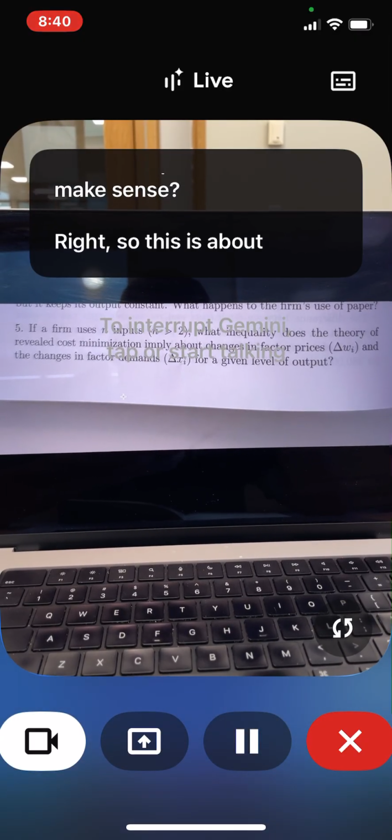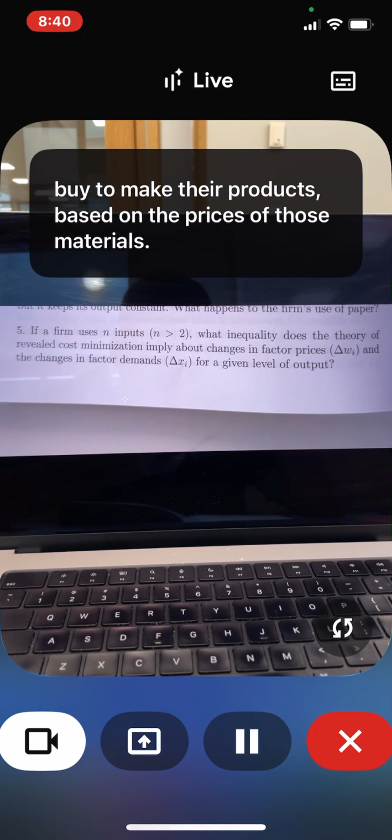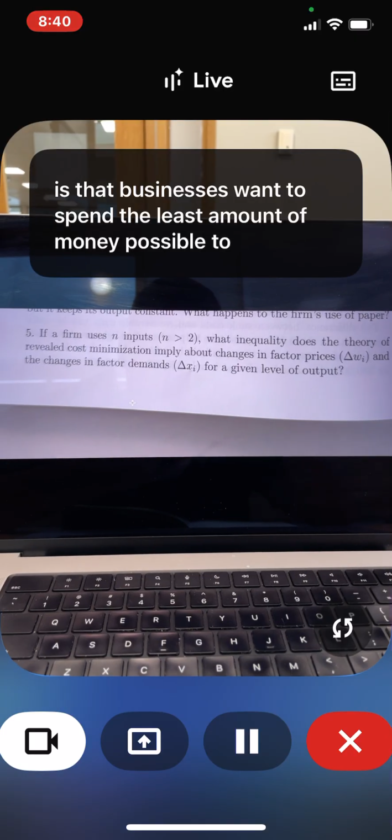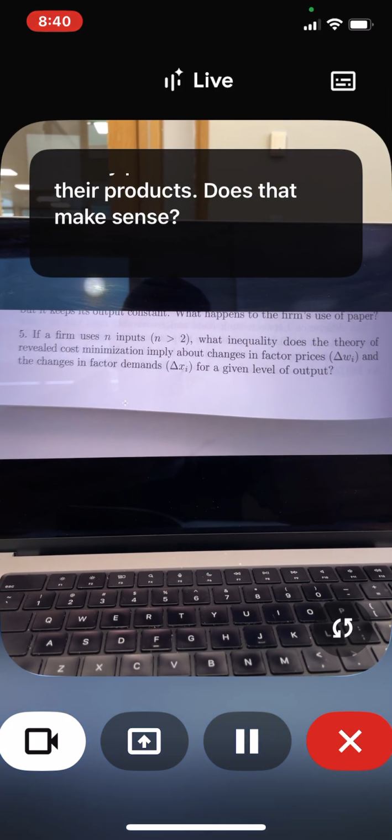Right, so this is about how businesses decide what to buy to make their products, based on the prices of those materials. The core idea here is that businesses want to spend the least amount of money possible to make their products. Does that make sense? Yeah, that makes sense.